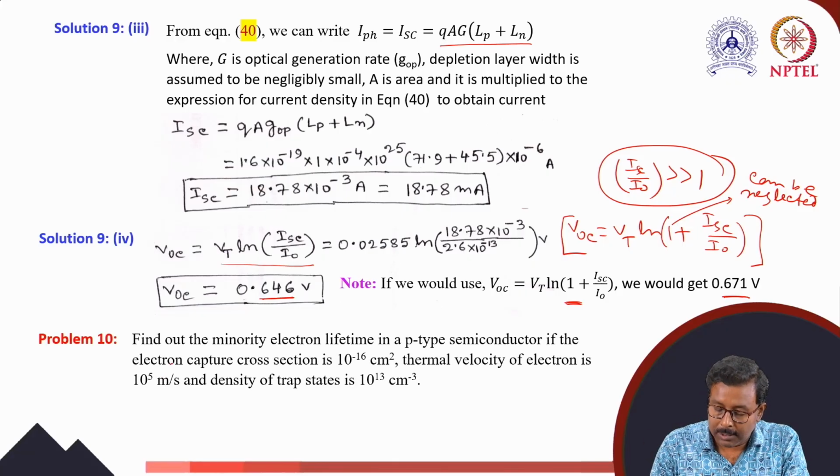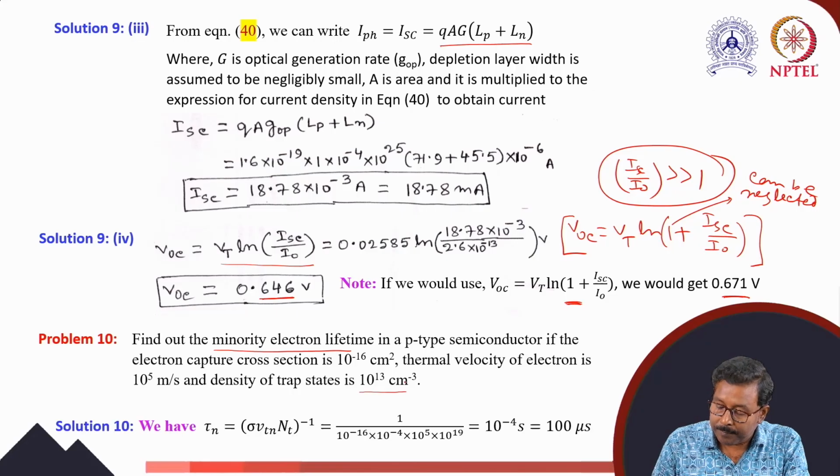Another problem is to find out the minority electron lifetime in a p-type semiconductor. Of course, minority electron lifetime in p-type, because the minority carrier is n in p. The capture cross section is 10 to the power minus 16 centimeter square, thermal velocity of electron is 10 to the power 5 meter per second, and density of trap states Nt is 10 to the power 13 per centimeter cube. It's a very straightforward formula.